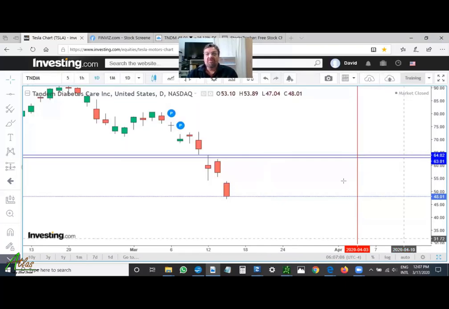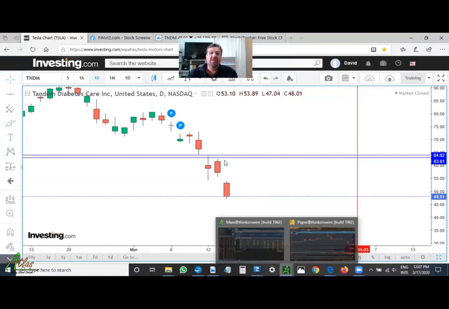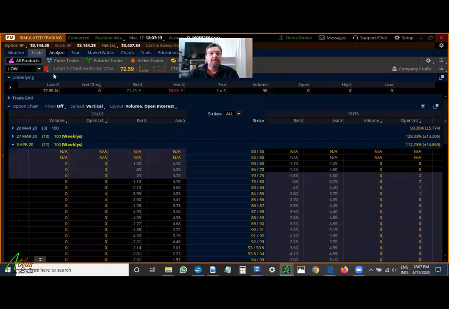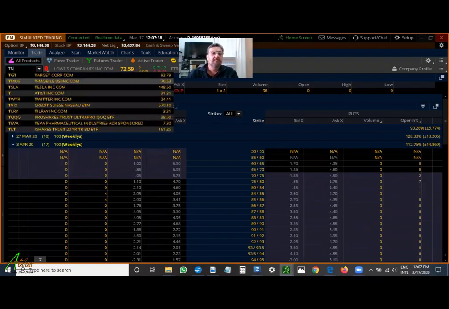So this is what I'm going to do. I'm going to place the two strikes, 63 and 64, and this is going to end on April the 3rd. Let's go. The platform is this one. Okay, so I'm going to trade. I'm going to trade Tandem. And Tandem is, I want it to be somewhere.